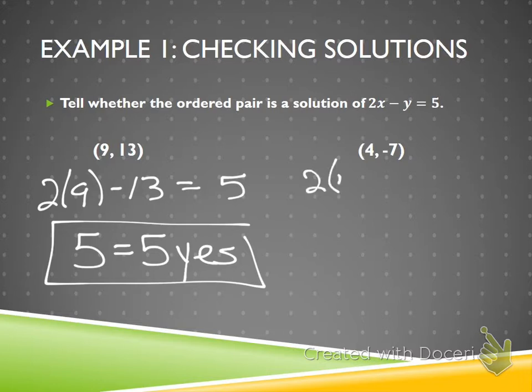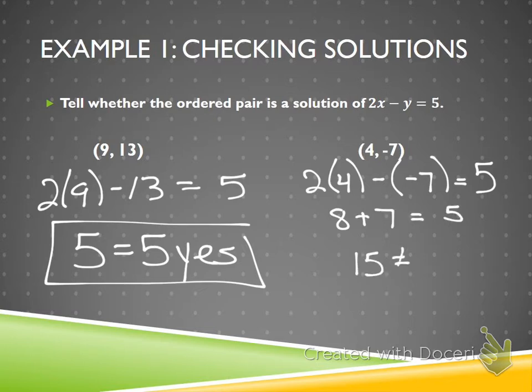On the second one, 2 times 4, here's the catch on the second one. The subtraction sign is in the original equation. So what happens when I plug in negative and also? Changes to a positive. So now 8 plus 7 is what? 15. 15 does not equal 5.